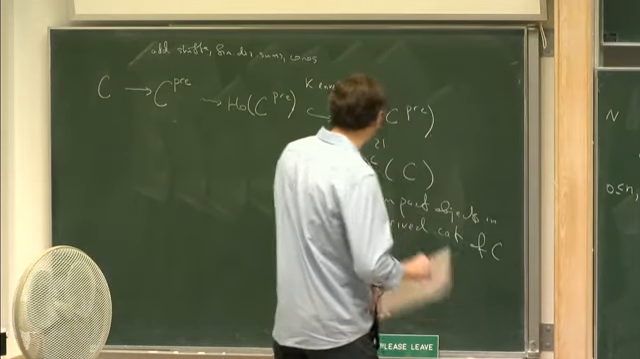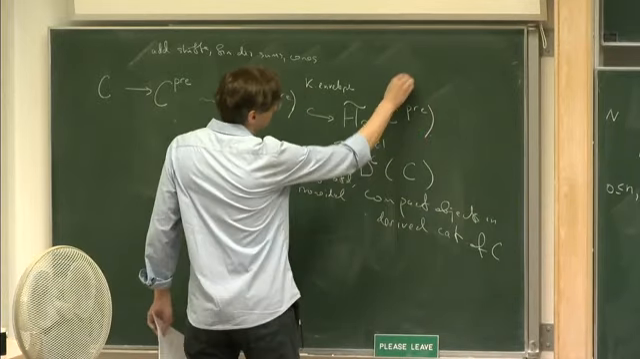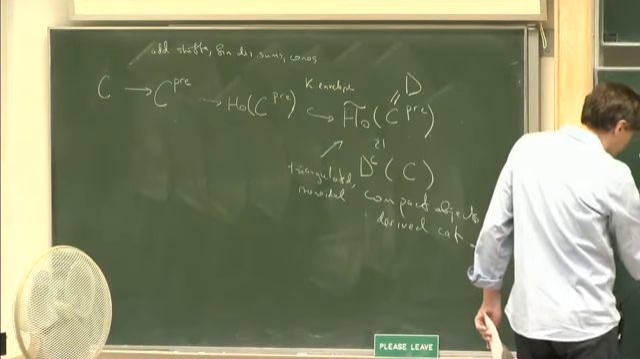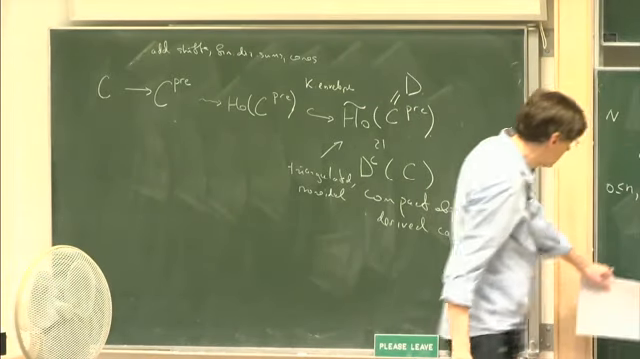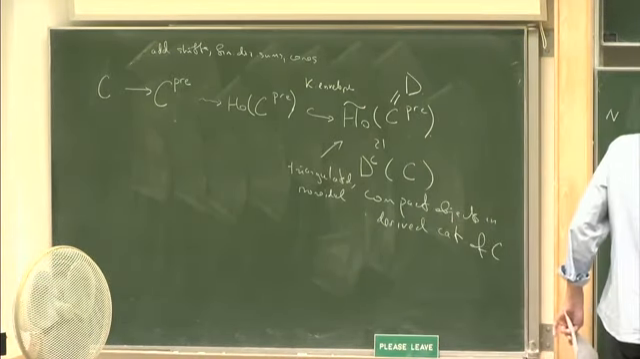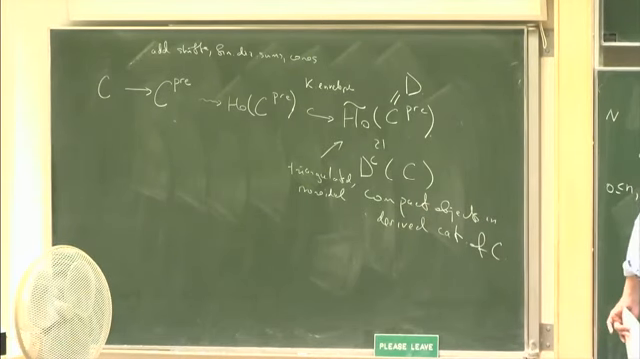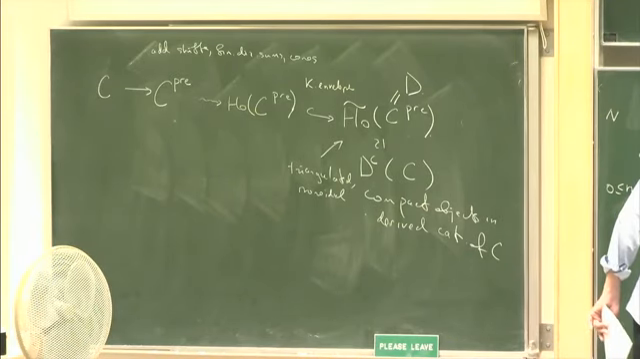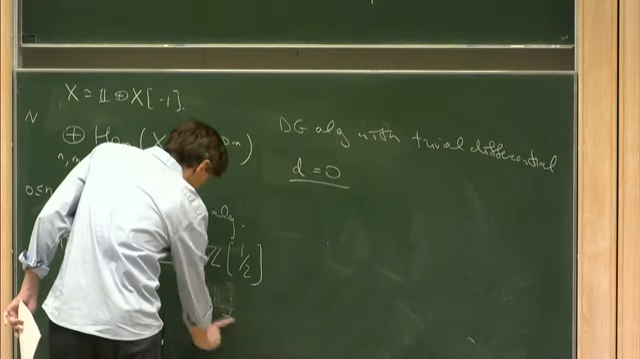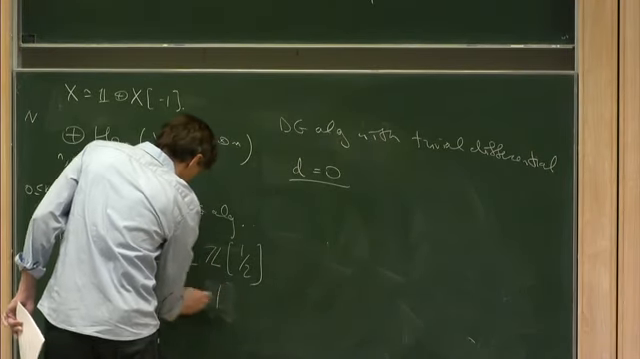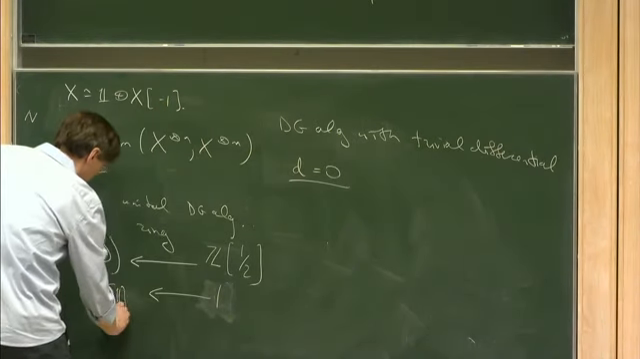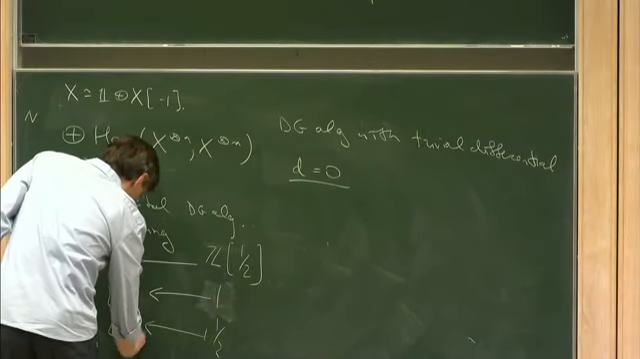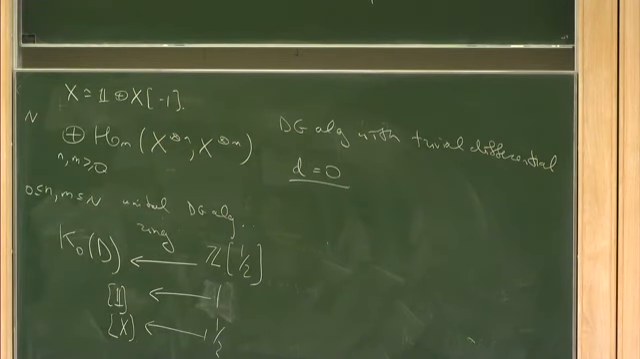It's also Karoubi closed. Let me call this category D. So we can look at K0 of D. It's a ring, and we can map the ring Z adjoin 1/2 into this K0 of D by taking 1 to the symbol of the unit object, but 1/2 goes to the symbol of x, and we can do it because of this relation.